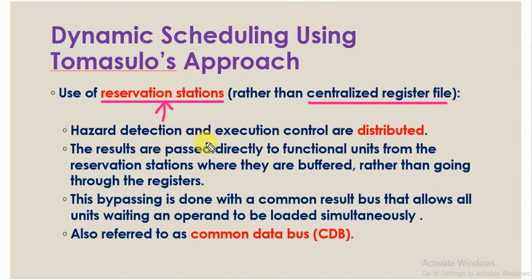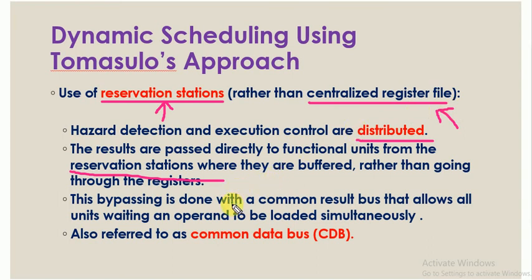Hazard detection and execution control are distributed. Now, when we use reservation stations, the hazard detection and execution control are distributed. Then the results are passed directly to functional units from the reservation stations. So intermediate results are directly taken from the reservation unit and given to the functional units rather than going through the register. So the register file is not always being referred.